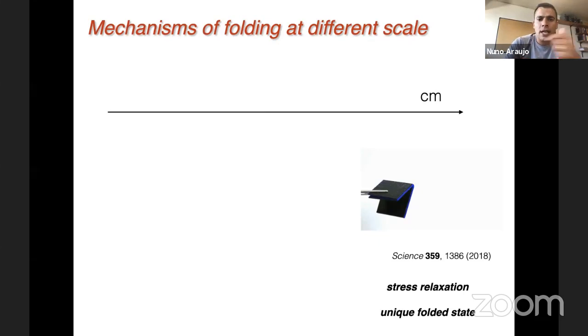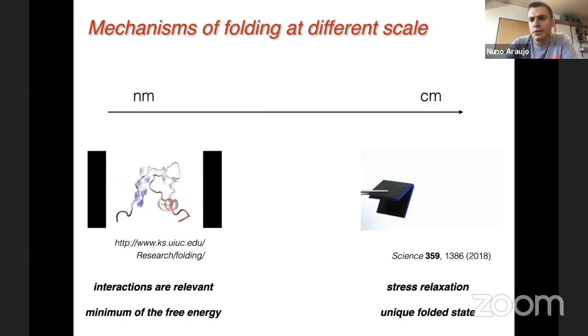However, if we go to the other side of the spectrum, if we look to the nanometer scale, and a good example is protein folding, then due to thermal fluctuations, the folding process is stochastic. But in this case, at this scale, the interaction between the different building blocks, which here are either atoms or functional groups, becomes important, and this is what drives the folding. It is believed that the folded state is the minimum of the free energy, so it's a unique state.